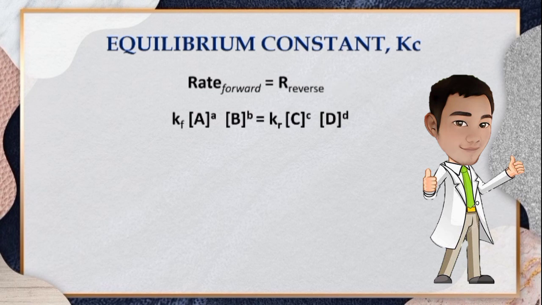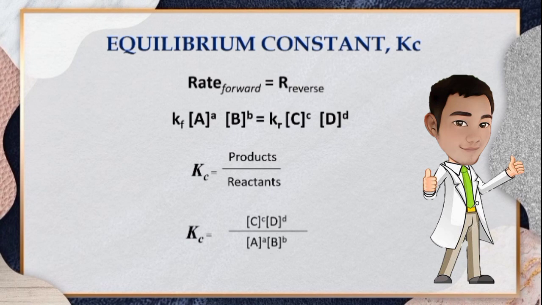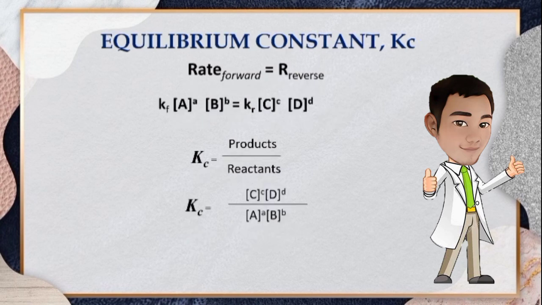Thus, the general expression for the equilibrium constant of the reaction is Kc equals products divided by reactants, that is Kc is equal to [C] raised to c multiplied by [D] raised to d divided by [A] raised to a multiplied by [B] raised to b. Its value indicates the extent to which the reaction proceeds toward completion at the given temperature.